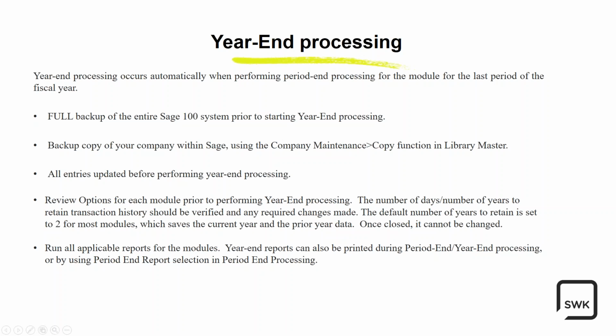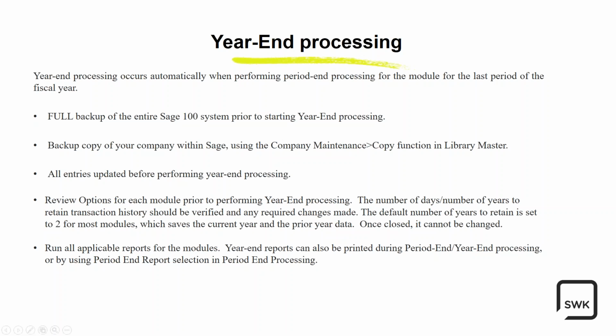Year-end processing will happen automatically when you perform your last period end processing for the fiscal year. We strongly advise that you make a full backup of your entire Sage 100 system before you start your year-end processing, as you cannot go back once you have done the processing. We also recommend making a backup copy of your company within Sage using the company maintenance copy function. You want to make sure that all entries have been updated, all data entry posted. Make sure that any entries in all the modules have been completed, all your cash receipts done, all your invoices, any inventory transactions, physical counts before you start your processing.